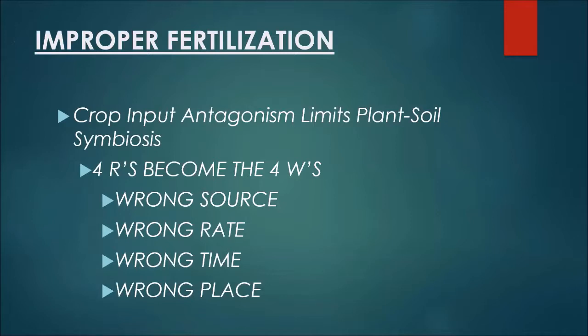And by understanding a deeper look at how the plants are translocating nutrients, as we'll see in a few minutes, we can begin to hopefully change the 4 W's back to the 4 R's. So I would contend that most growers have 1 or 2 problems with the issues of improper fertilization.